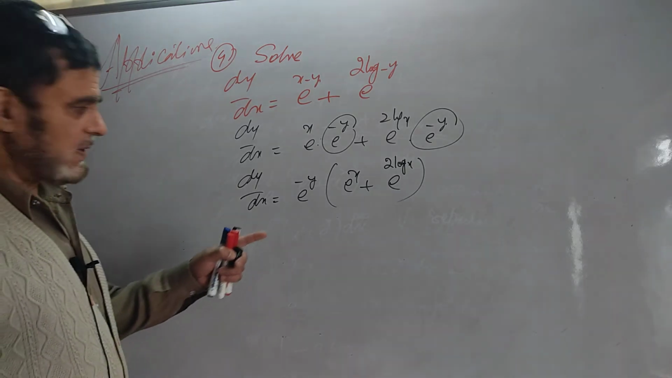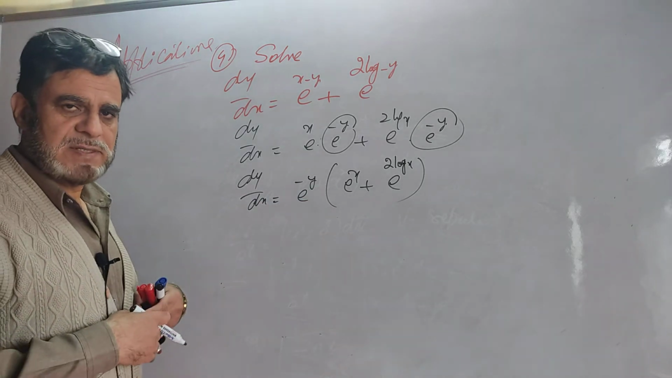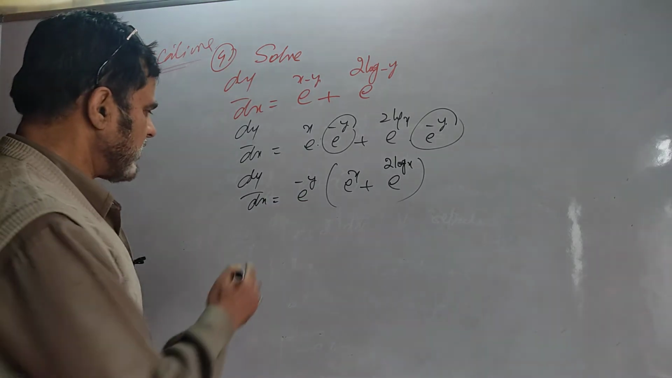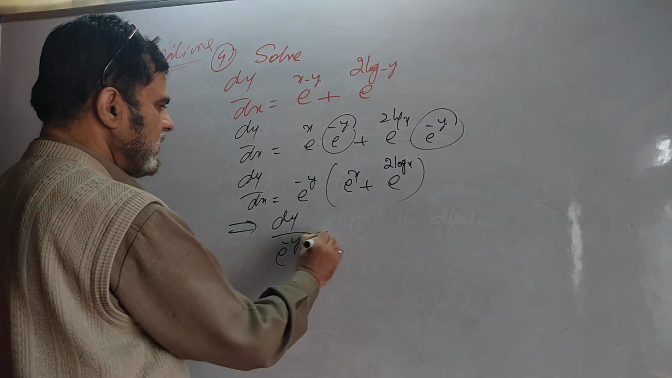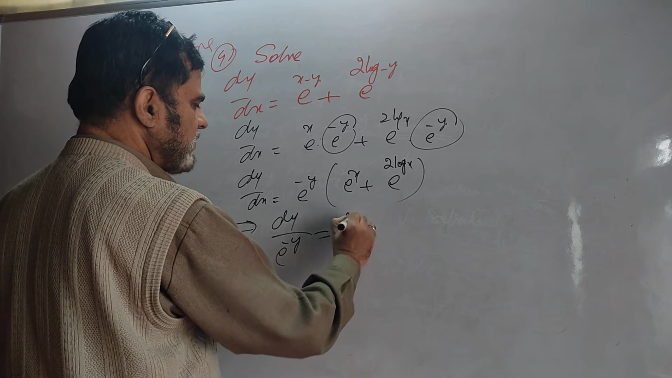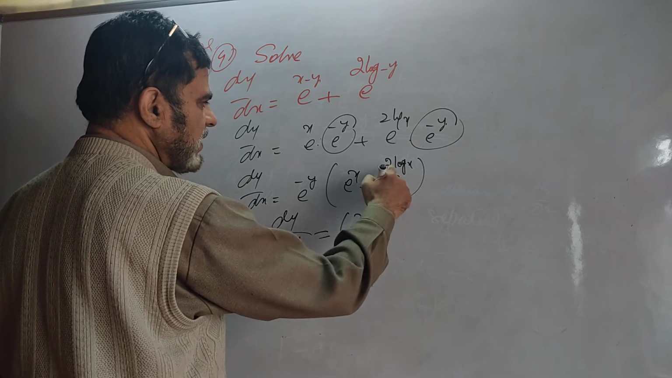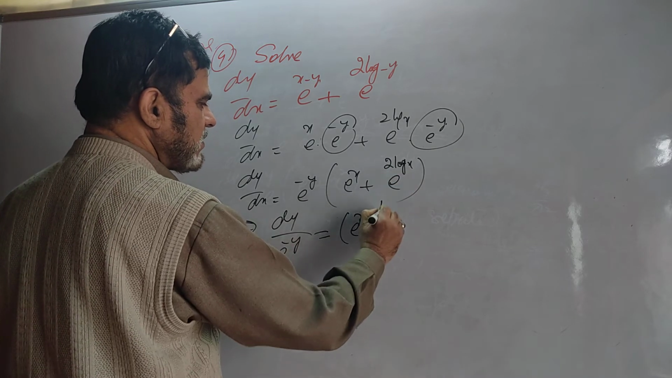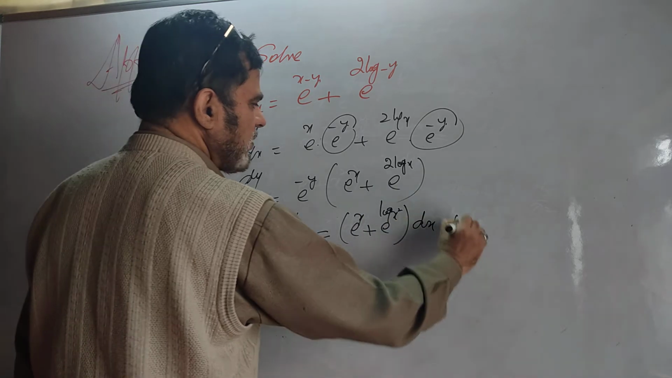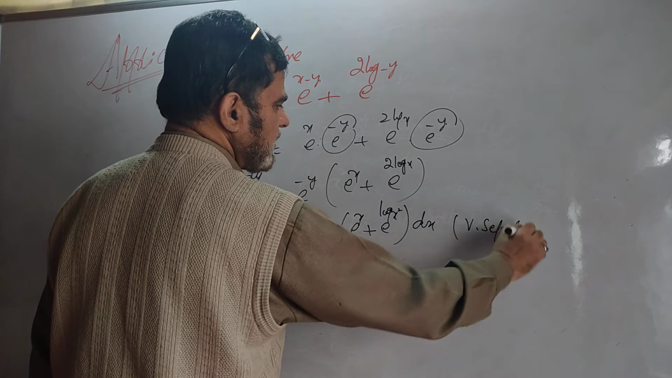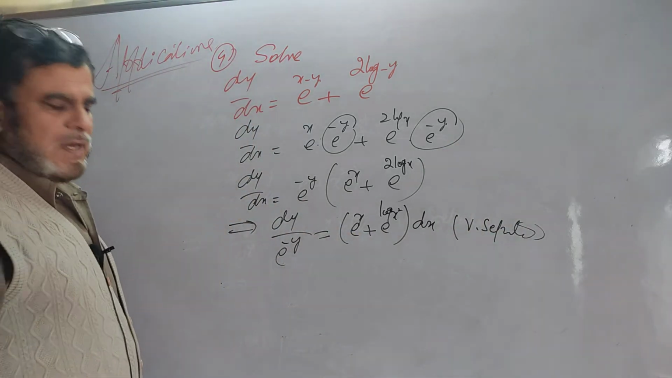That means you have written this as the product of two functions. One is a function of y, the other a function of x. You can separate now. This is equal to dy by e raised to power minus y is equal to e raised to power x plus e raised to power, you can write it as m log n, it is log of x square, dx. So here also variables got separated.